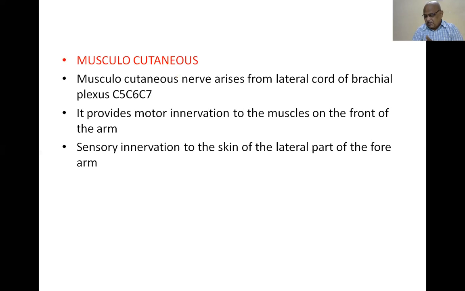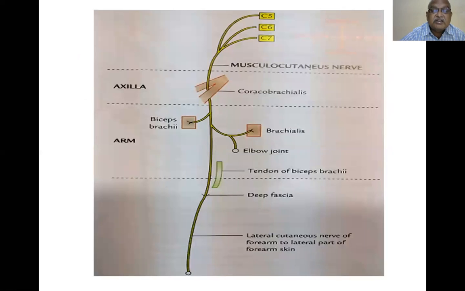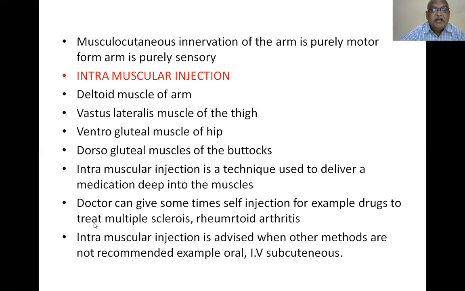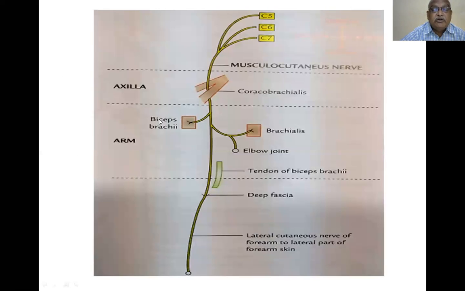Biceps brachii is associated with flexion of the elbow joint and supination. So flexion of the elbow joint is lost and supination is partly damaged. So this is the musculocutaneous nerve supply. Intramuscular injection: deltoid muscle of the arm, vastus lateralis muscle of the thigh. So already I told you.